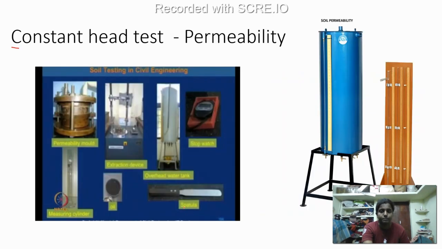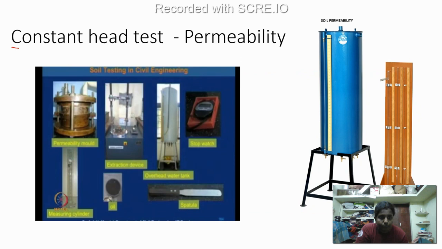You have burette connections here. We will be connecting this overhead tank to the permeameter mold. Inside the mold, your soil will be compacted and placed at a particular density. You have to saturate the soil before allowing permeability, because if you remember, Darcy's law is valid only for saturated soil conditions. So we saturate the soil for at least 24 hours, and the next day we start the test.